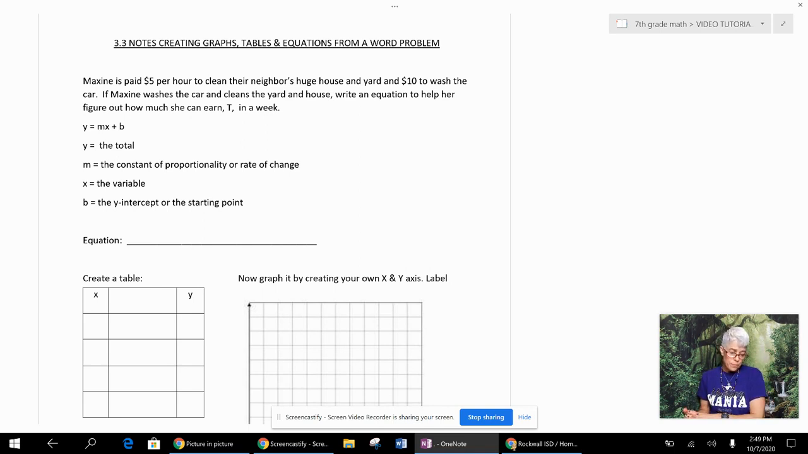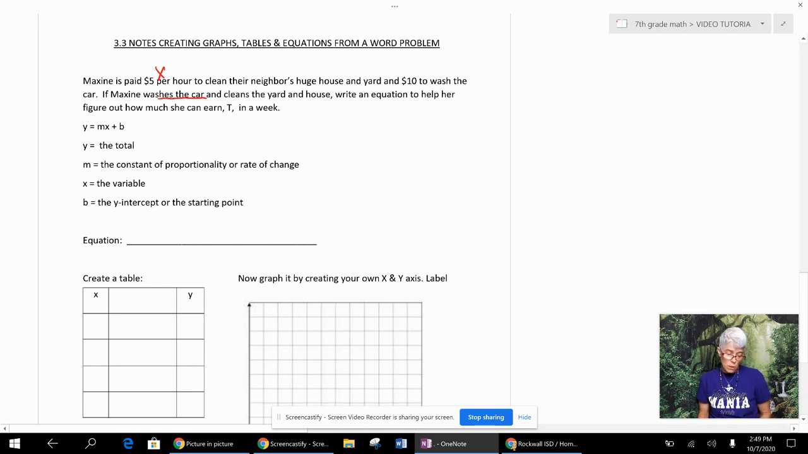So it says here in our notes, I'm going to read it off. Maxine is paid $5 per hour. There's that "per." I'm going to put an X right there because that's what's changing, the number of hours, to clean their neighbor's huge yard, and $10 to wash the car. If Maxine washes the car one time, and cleans the yard and house, write an equation to help her figure out how much she can earn, T, in a week. So T is most likely the total earned.